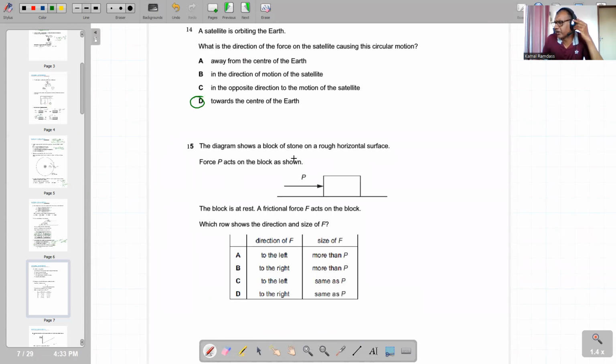The diagram shows a block of stone on a rough horizontal plane surface. Force P acts on the block as shown. The block is at rest. A frictional force F acts on the block. Which row shows the direction and size of F? The block is at rest, so F is equal to P in size and opposite to P in direction, which means to the left.